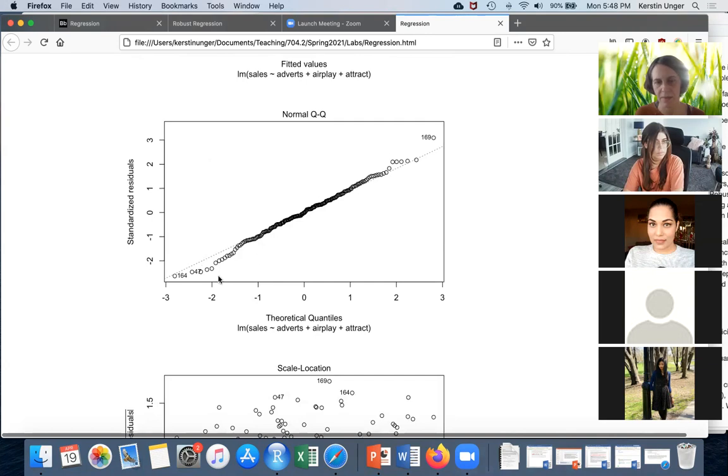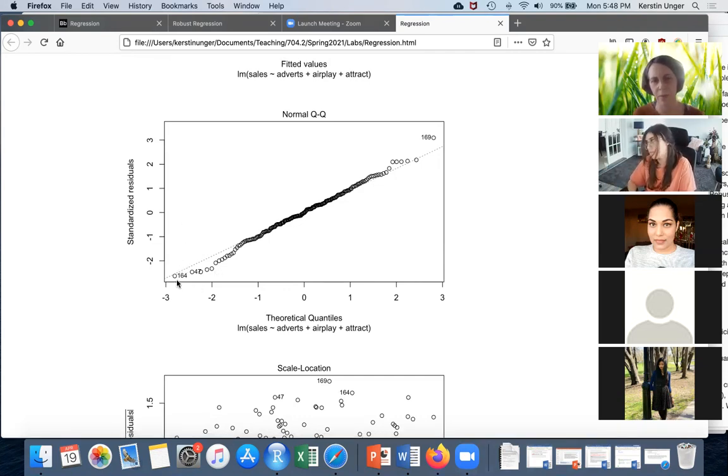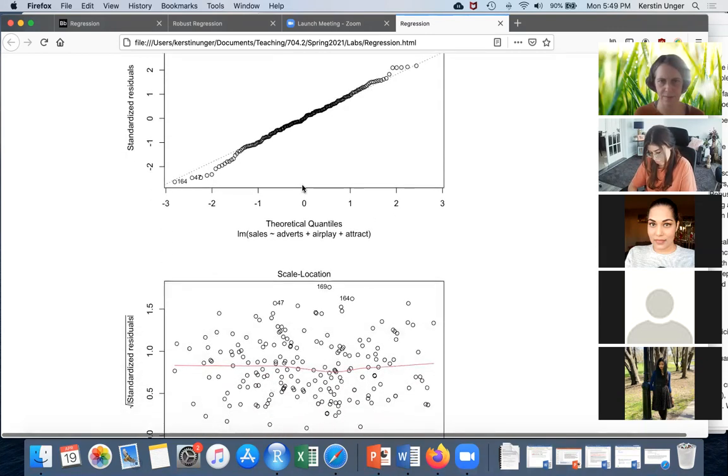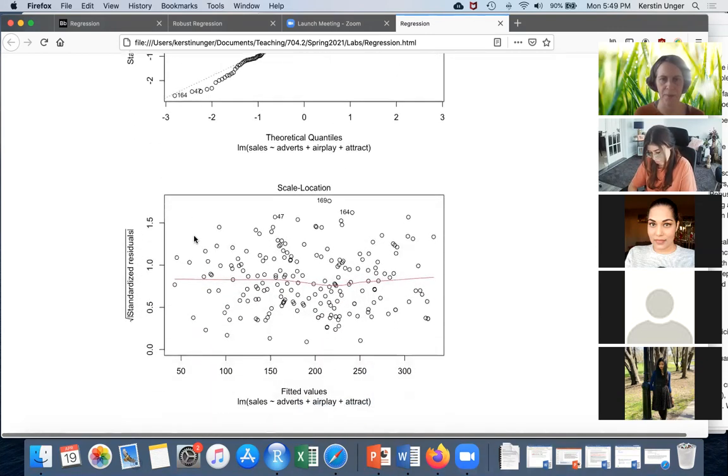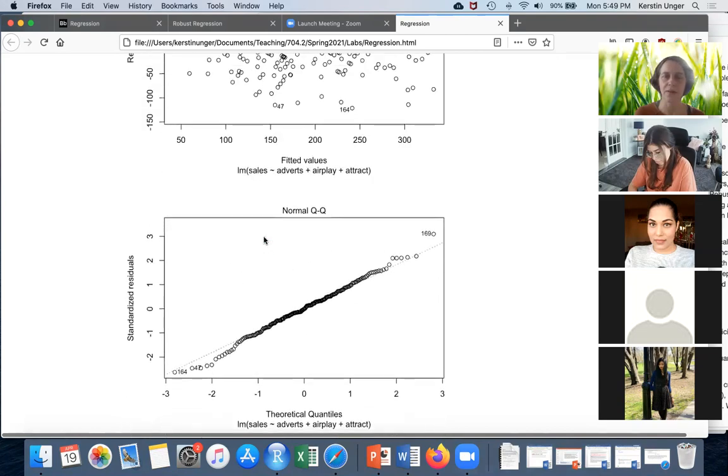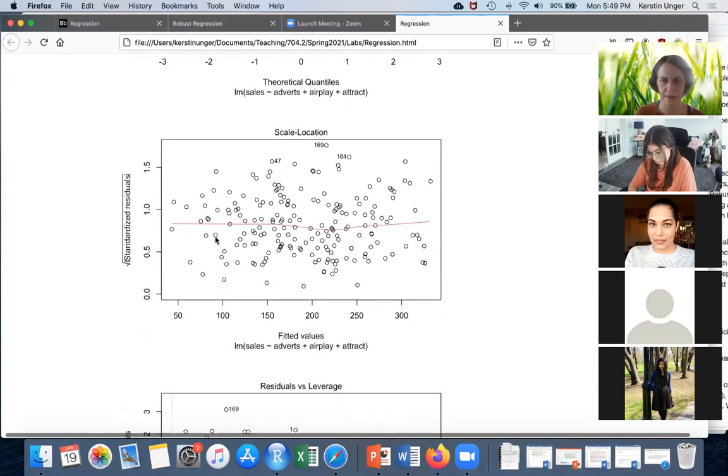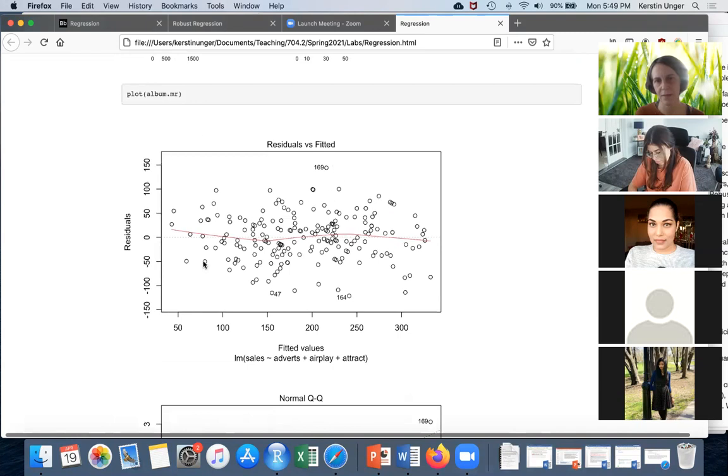So that looks pretty good. There's a little bit of deviation here, so that the actual residuals are a bit more extreme in the lower end than they should be. The same on the other end: they're a little bit more extreme than they should be at both ends, but nothing that is outrageous.